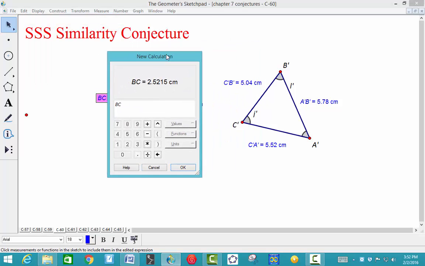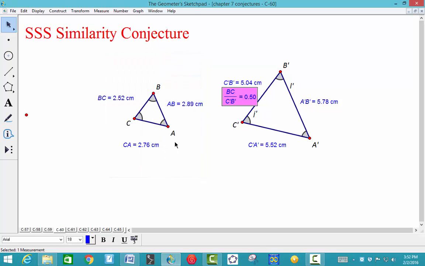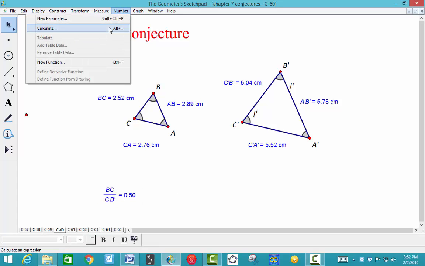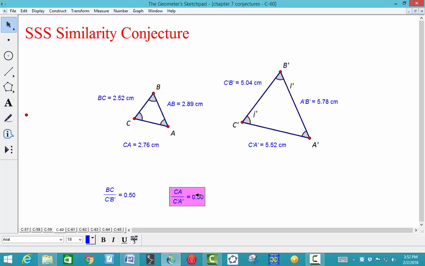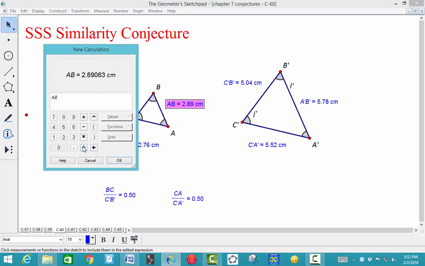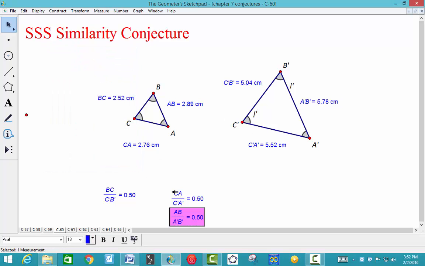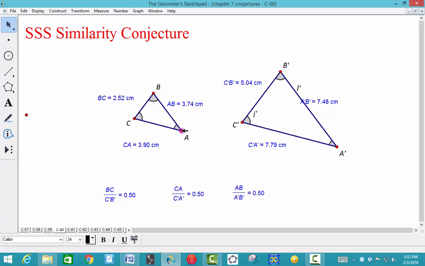So if I divide the corresponding sides, I will get a ratio that should be consistent amongst all the corresponding sides. And then lastly, the third pair. And you can see that all 3 pairs have the same ratio. So no matter how these triangles move, the ratios will stay consistent.